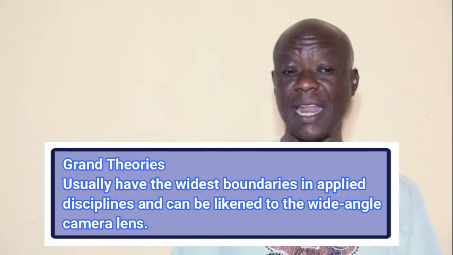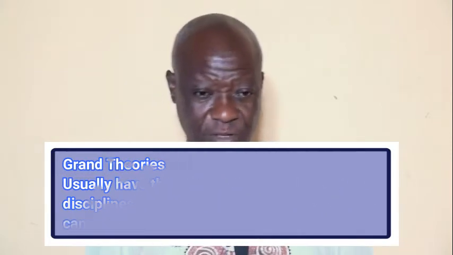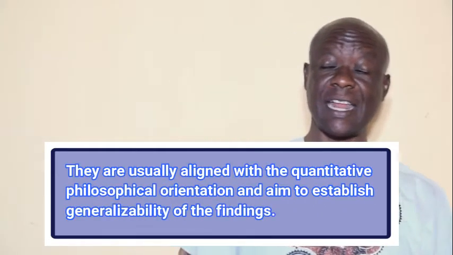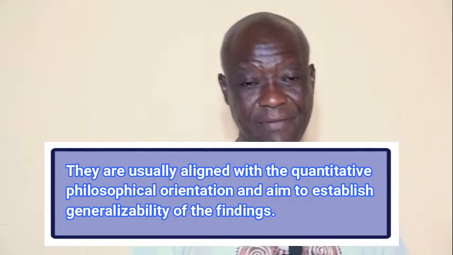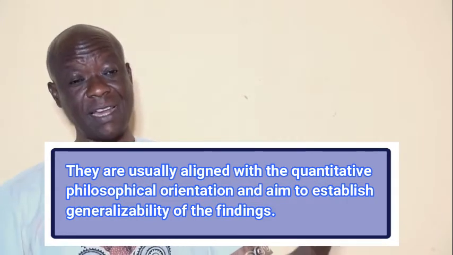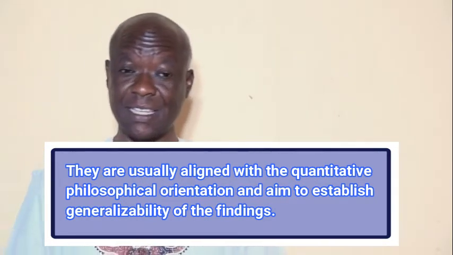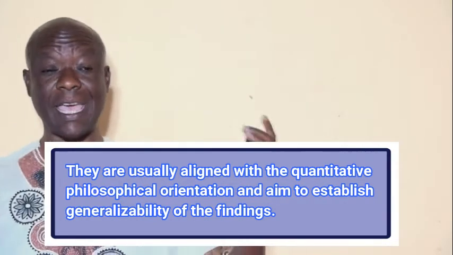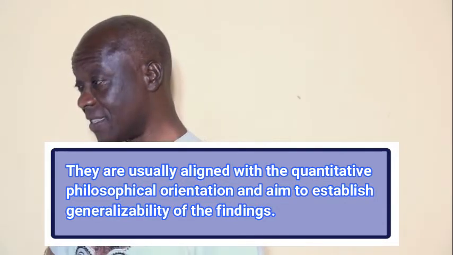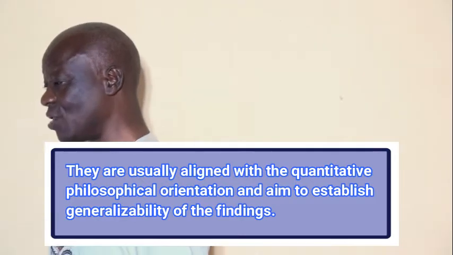So these are usually aligned with the quantitative philosophical orientation and aim to establish generalizability of the findings. So the findings can be generalized. And these grand theories in applied disciplines, ladies and gentlemen, most closely emulate theories in the natural sciences because they are attempts at establishing laws or general principles that apply universally, ladies and gentlemen, to human activities.